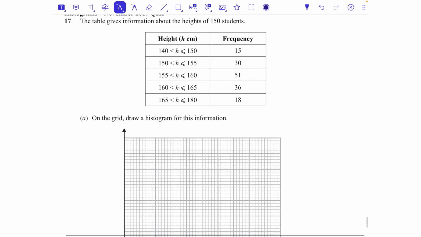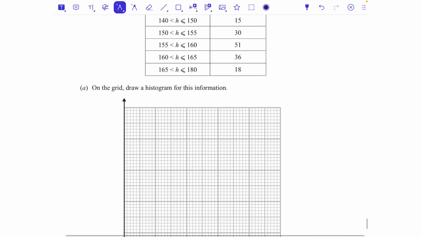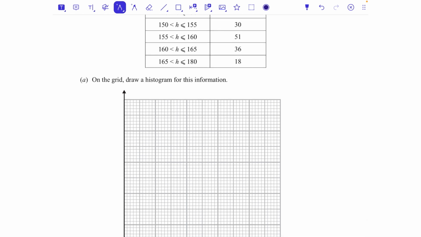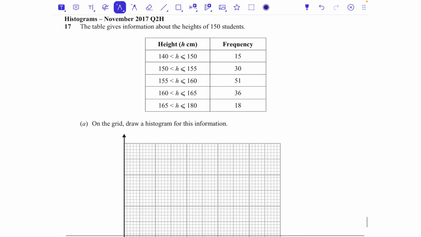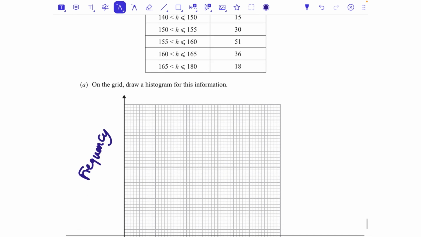Okay, question number 17. This is the last topic that I've done in this pack, and this is going to be histograms. I've chosen one where you have to do it completely from scratch, and then we can have a talk about it as we go through. So on the grid, draw the histogram. Now, the most common mistake I see when I'm marking these papers is that people take the frequency and put it up the y-axis here. This is never going to be the case, okay? You do not put the frequency on the y-axis. You put something called frequency density.